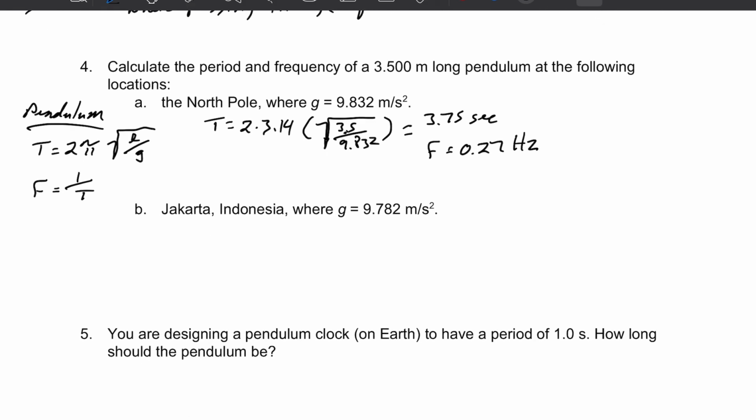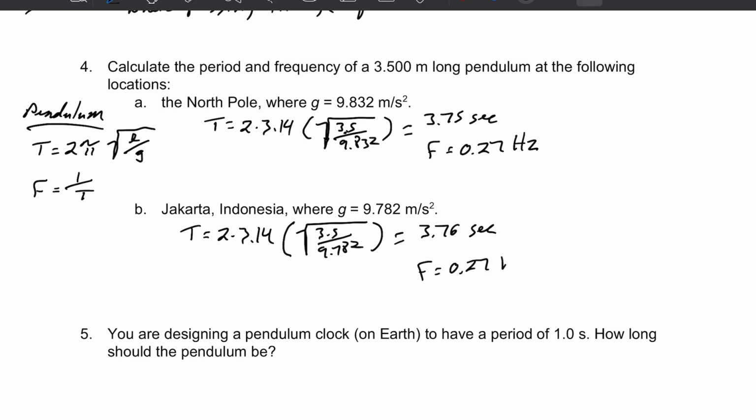Jakarta, Indonesia, where G equals 9.782 meters per second squared. Again, the formula, period is equal to 2 pi times the square root of L over G, 2 times 3.14 times the square root of 3.5 divided by 9.782. Again, that 3.5 is the length of the pendulum that they gave us at the beginning of the question. Put that into our calculator, we get 3.76 seconds for the period. The inverse of that for frequency, 0.27 hertz.